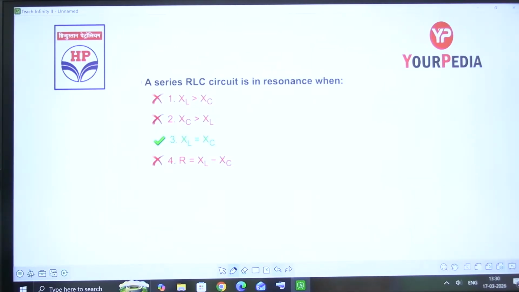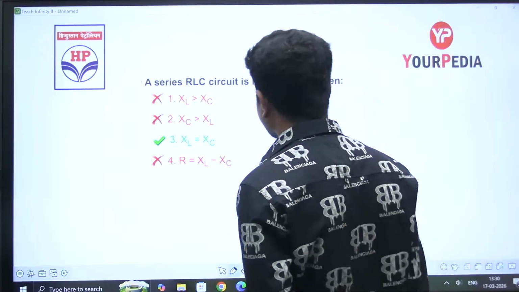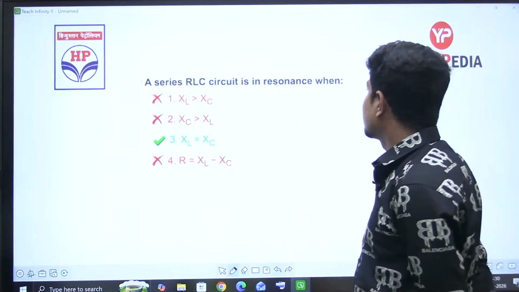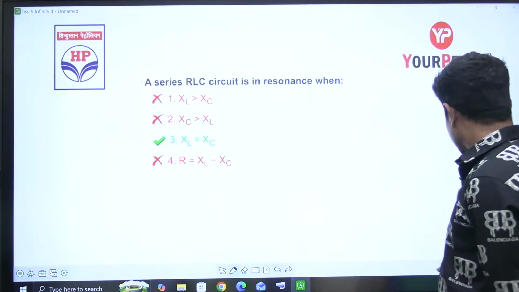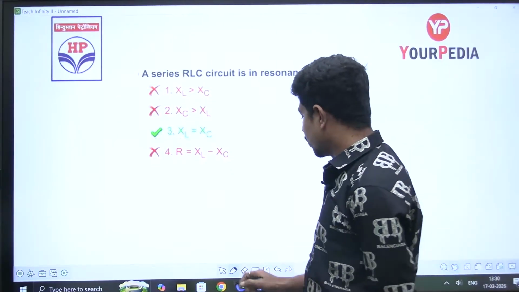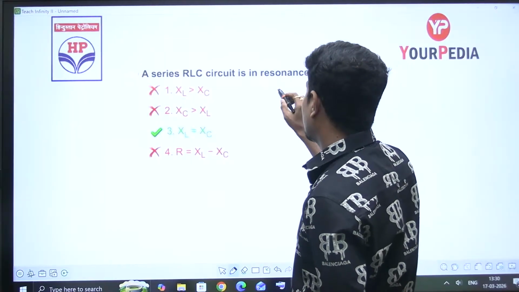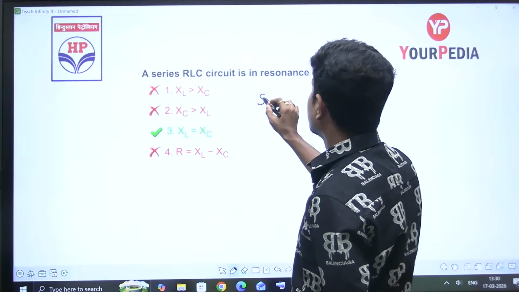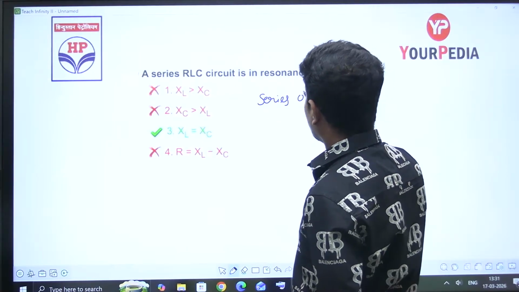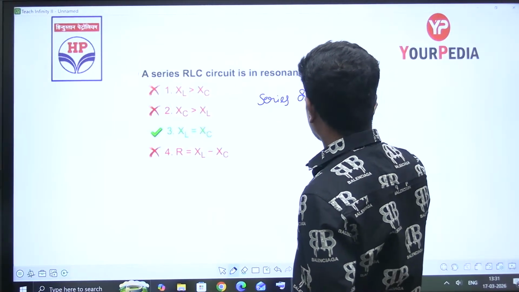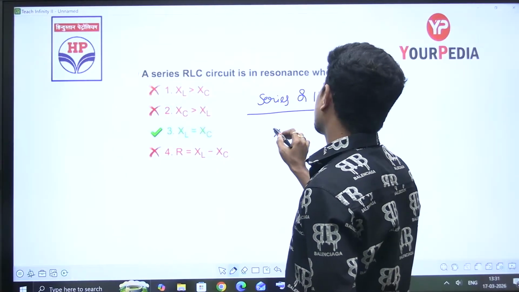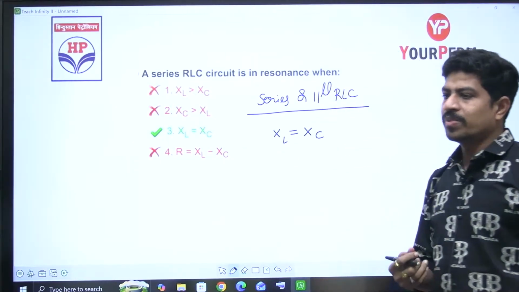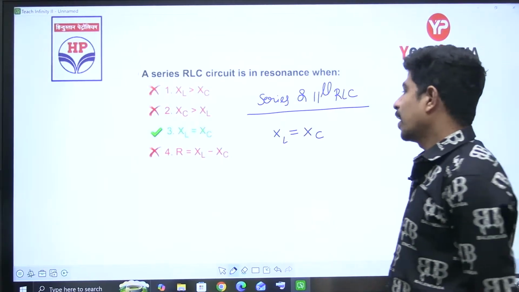Yes, the very first question: a series RLC circuit is in resonance when... What is series RLC circuit resonance? Either series or parallel RLC, resonance means XL is equal to XC. XL should be exactly equal to XC.